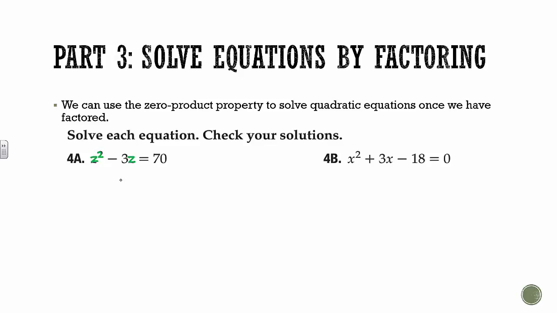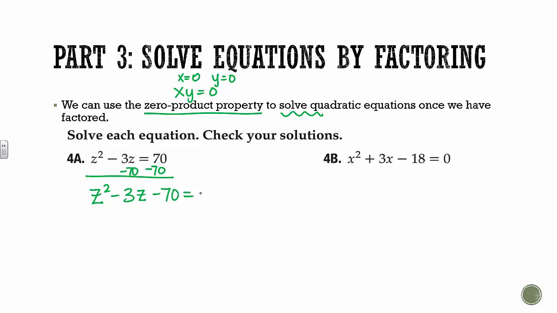So what we can do instead is use the zero product property to solve these. Now remember, the zero product property says that two things have to multiply together and equal 0 before you can split them up and make each of them equal to 0. So that's what we've got to do here. This very first equation I gave you doesn't equal 0. So that's always got to be step 1, make this equal 0. So I'm just going to move the 70 over. So now it equals 0.